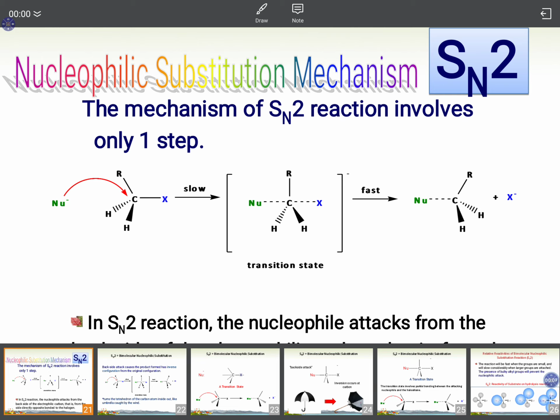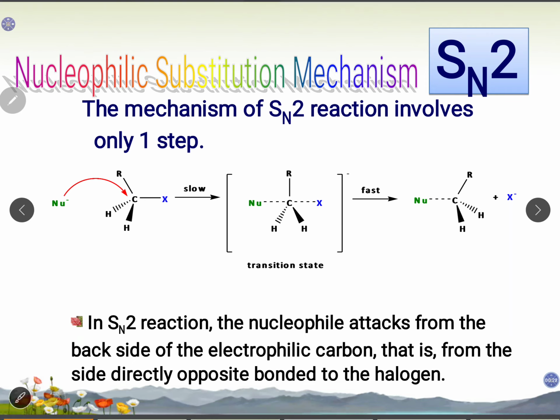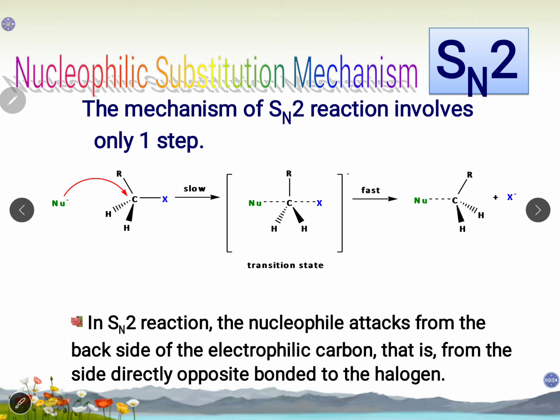We are going to continue our discussion on nucleophilic substitution mechanism. For today, we focus on SN2. The number 2 means bimolecular. Why bimolecular? In this mechanism, we have only one step, and in the only step, we have two molecules in the starting material. We have the nucleophile and also the haloalkane.